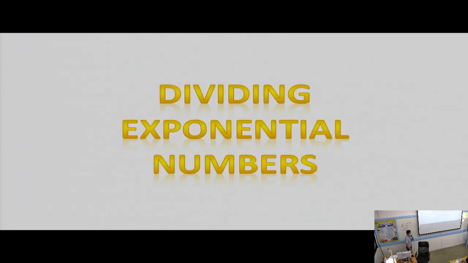Let us proceed with the exponent rule number 2, which is dividing exponential numbers. Okay? Copy this title, same as the first one. In multiplying exponential numbers, remember, add the exponent. So this one is division. Dividing exponential numbers.